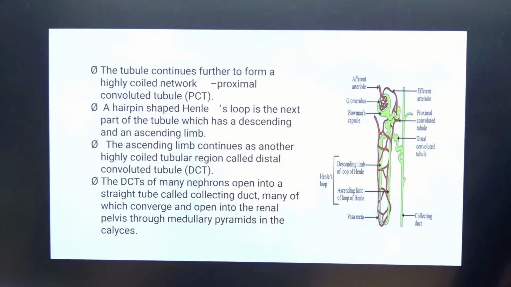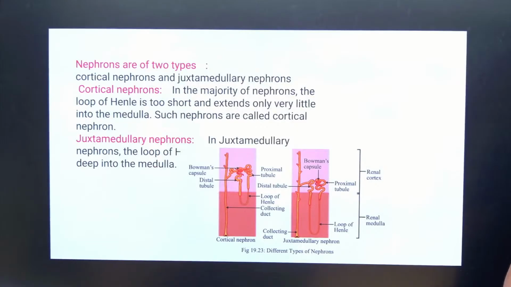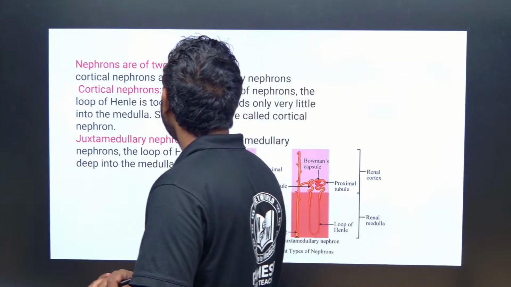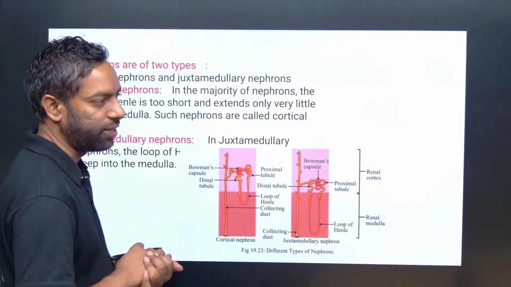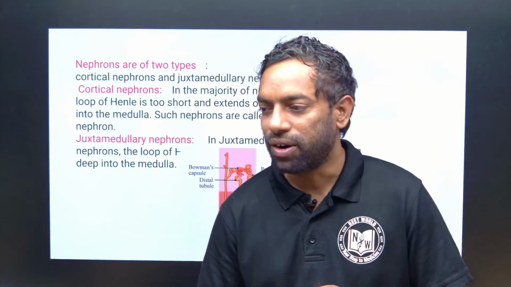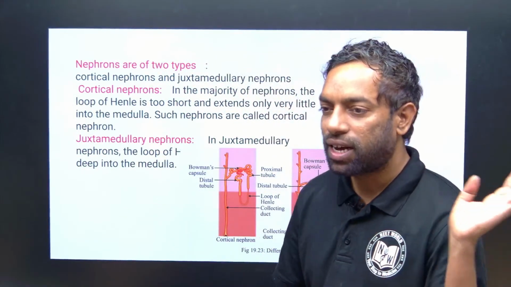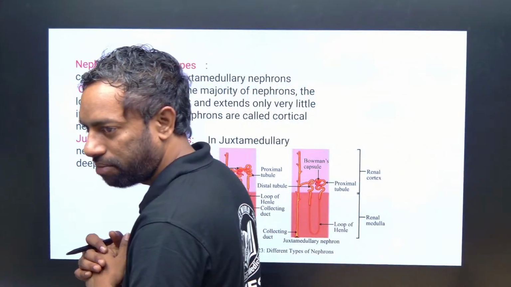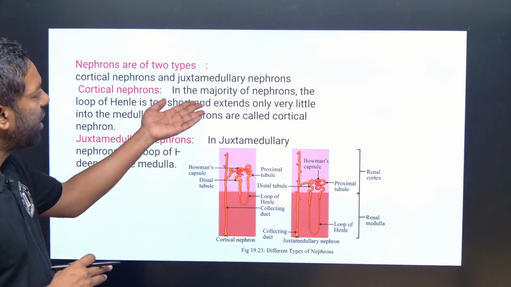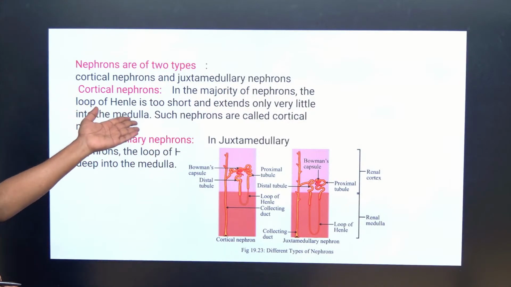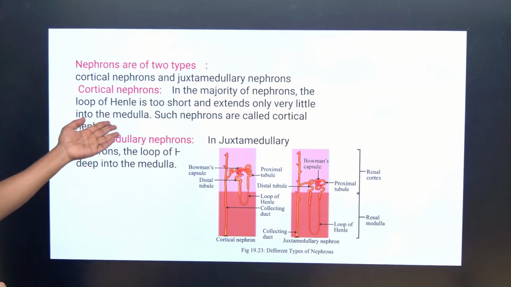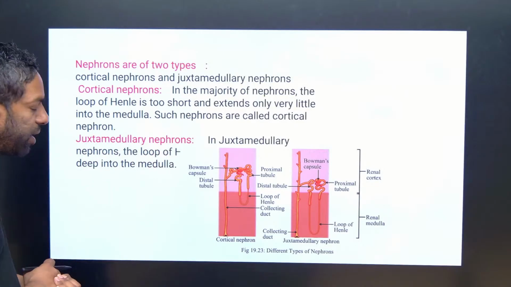And nephrons are of two types. This is important: cortical nephrons and juxtamedullary nephrons, based on the length of the loop, whether they enter into the medulla or stay in the cortex. Some nephrons are located in the cortex and some nephrons in the medulla. Cortical nephrons are the majority of the nephrons, in which the loop of Henle is very short. It extends very little into the medulla. Such nephrons are called cortical nephrons.